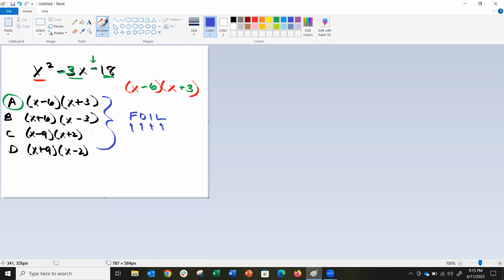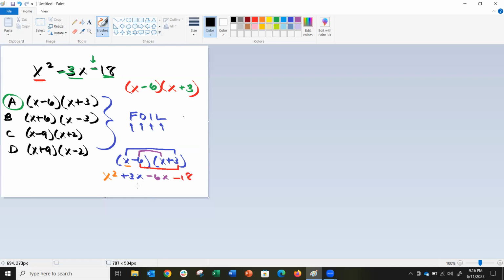If we started that process here, we would say, okay, x minus 6 times x plus 3. Multiply the first terms together: x times x is x squared. Multiply the outside terms together: x times 3 is 3x. Multiply the inside terms together: negative 6 times x is negative 6x. And then multiply the last terms together: negative 6 times a positive 3 is a negative 18.